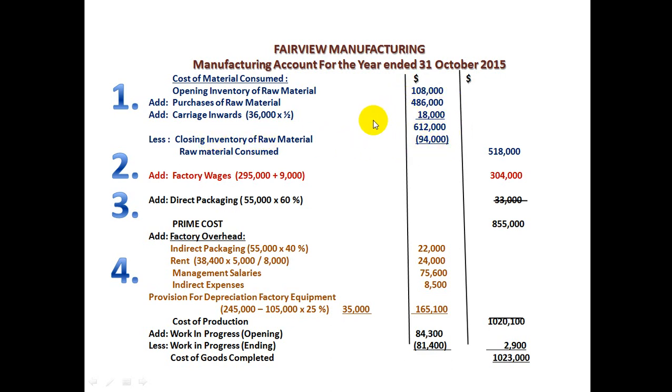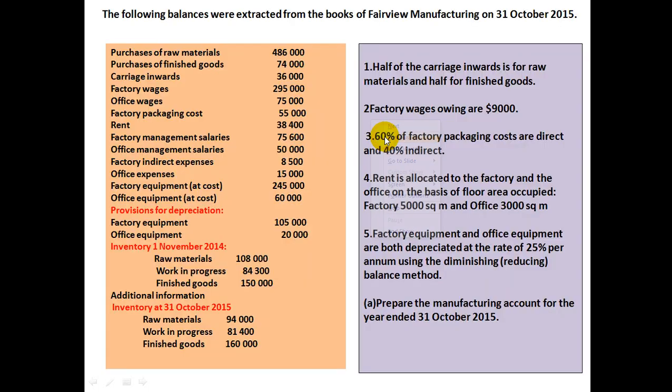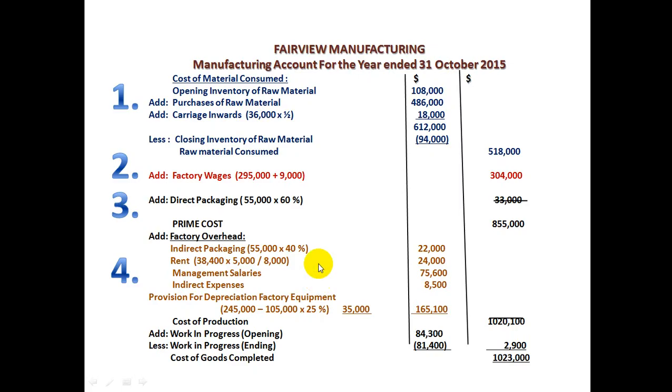From where we had taken all these amounts, they are given in the question. Raw material opening, raw material purchases, carriage inward, which is to be taken half because that is only for the raw material. These three are to be added, and then the raw material ending 94,000 is to be subtracted. After doing these calculations, we are done with the first part of manufacturing account, which is the calculation of raw material consumed.